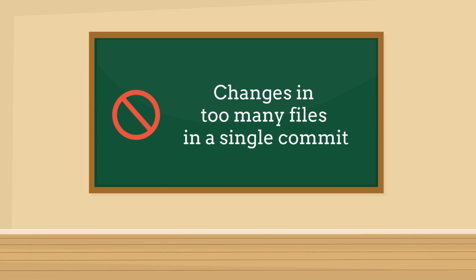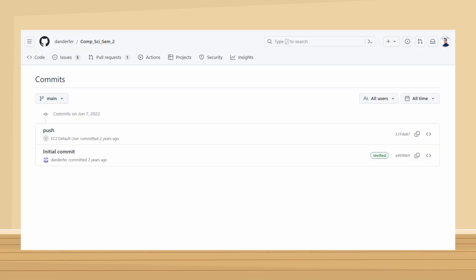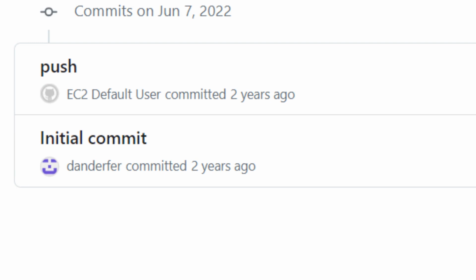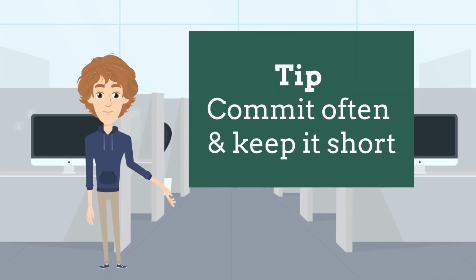Number 3. Changes in too many files in a single commit with a non-descriptive message. For example, the message push in this example. The purpose of the commit message is to describe what was changed to make it quick to trace back to which commit such changes were done. You should commit often and make your commit message short and descriptive.